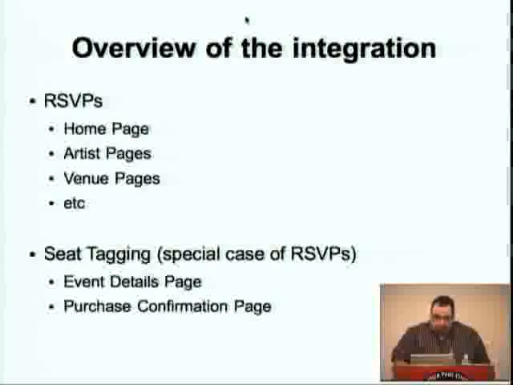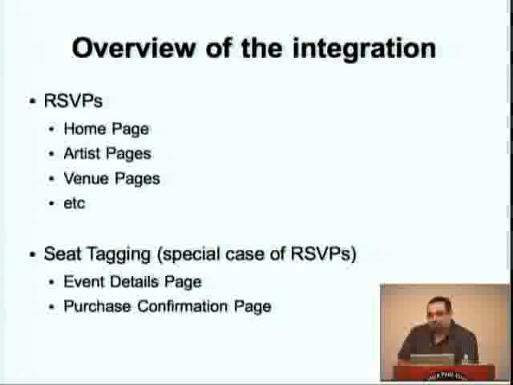So basically the integration that we did at Ticketmaster has two main components. One is the RSVP module that can show up in multiple pages. Additionally, we have seat tagging capabilities, which is a special case of RSVP. The difference, obviously, is that in an RSVP, you're just saying, hey, I'm attending this event, or I'm not attending, or maybe I'm going. When you're talking about seat tagging, you're actually saying, hey, I'm going to this event, and I'm sitting here. So a seat tag, in our case, also counts as an RSVP, but not the other way around.